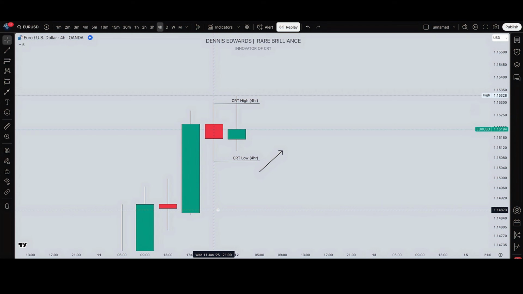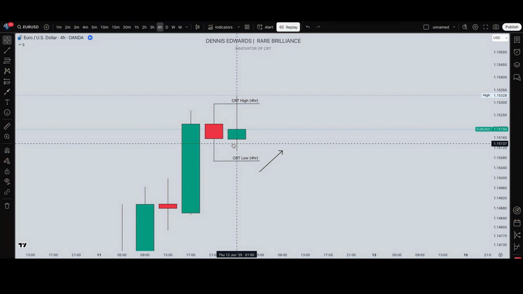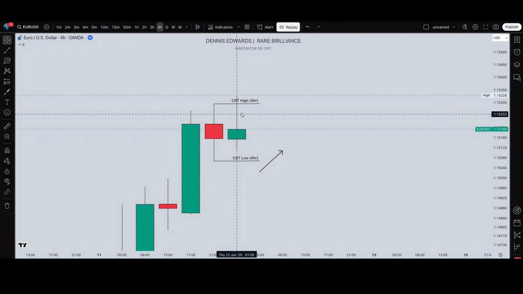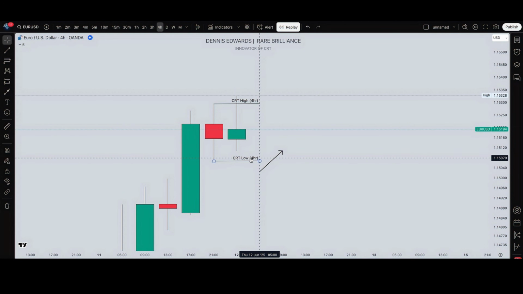Now, very quickly in this type of scenario, if you're waiting for a sweep of the low and let's say price sweeps the high first as it just did here, what you want to do is ignore it because that's not your setup. It's not what you're looking for. So you still want to continue waiting until price sweeps this low. And if it doesn't, then it's a no trade. Simple as that. You don't have to force anything. Now let's keep watching and wait for this low to be swept.